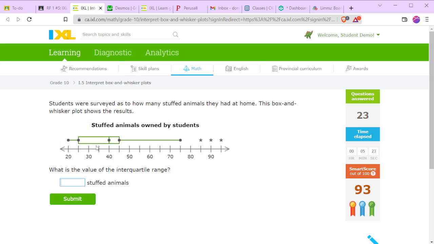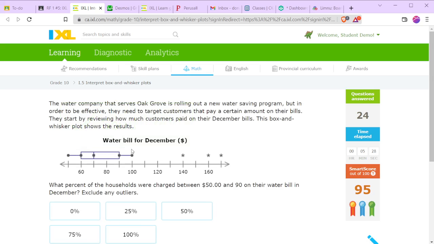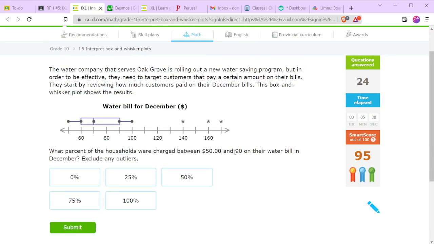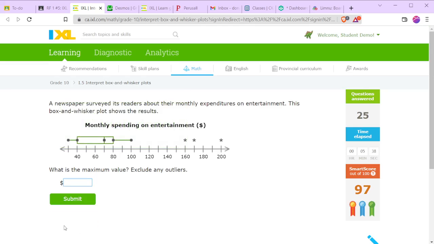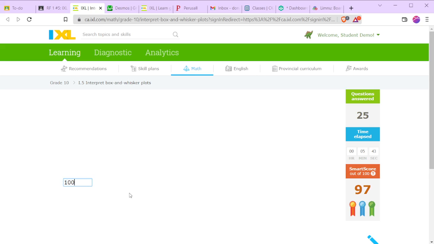Interquartile range here goes from 25 to 45. That's a 20-point difference. Now, how many went between 50 and 90? That's 75%. That's 3 of our 4 sections. Maximum value here without outliers is 100.